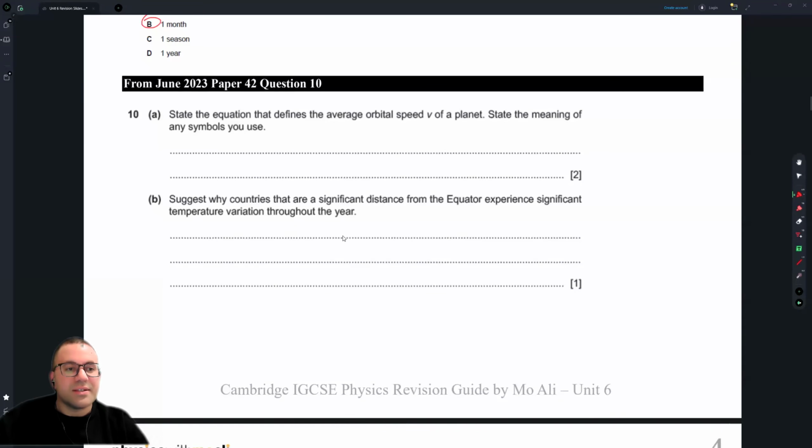Next. State the equation that defines the average orbital speed, V, of a planet. State the meanings of any symbols you use. So if I write down V equals 2 pi R over T, I then have to give him a key and say that R is the orbital distance, or the distance from the center of the planet, right? And capital T is the orbital period, or the time taken to complete one orbit around the sun, or for the planet to complete one orbit. Okay.